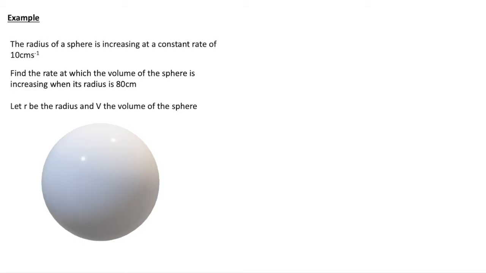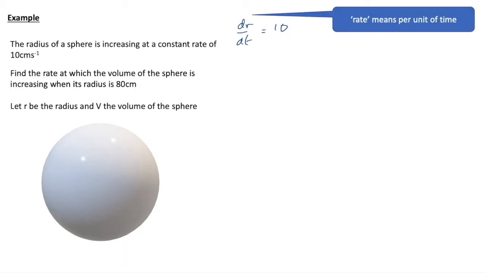So we're going to say that r is the radius, very imaginatively, and v is the volume of the sphere. And what do we know so far? Well, we know that dr by dt is 10. And notice that rate always means per unit of time. So the rate of change of the radius with respect to time, which is what dr by dt means, is given to us as 10. And we don't worry about the units at the moment, we'll stick them in at the end.